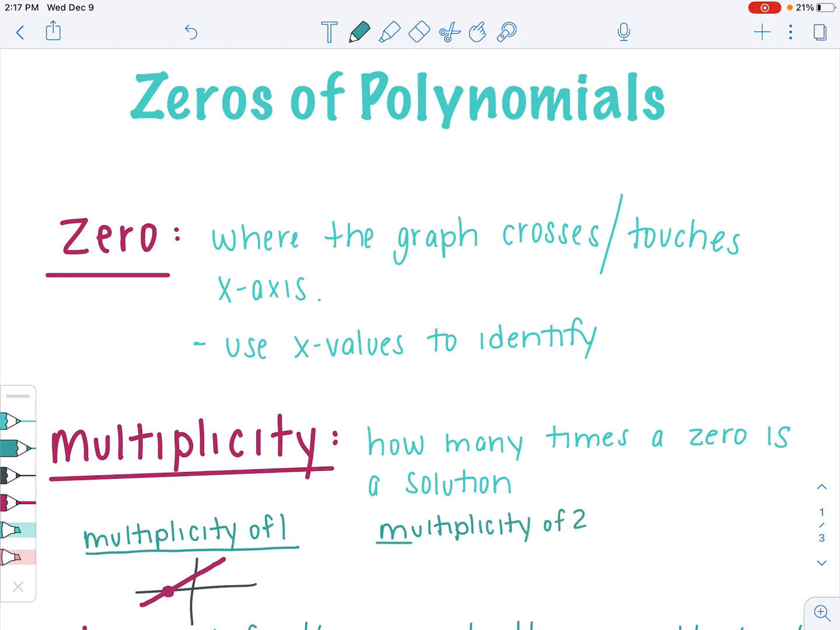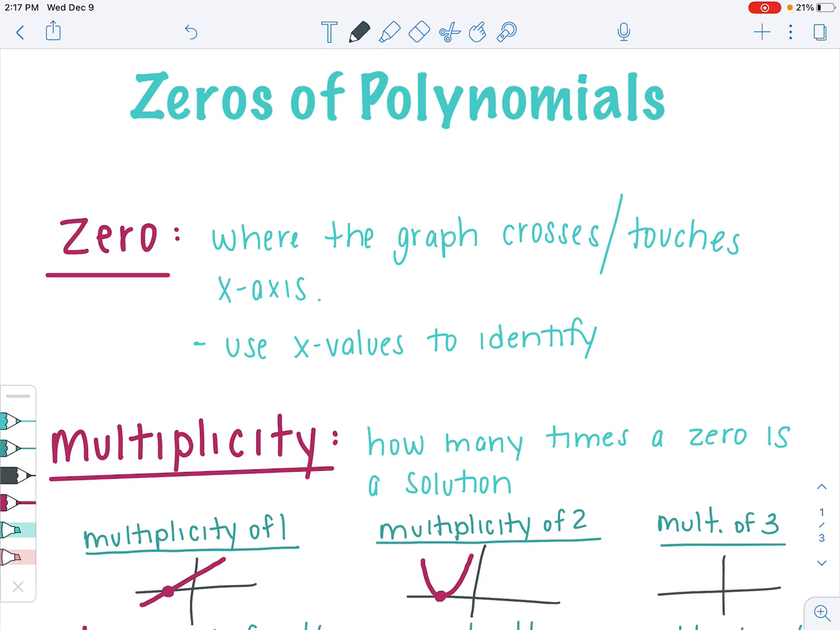A multiplicity of 2 is when my zero bounces off of the x-axis, so it's something that looks like this. And a multiplicity of 3 is when our zero crosses through the x-axis, but as it does, it flattens out and then keeps going. So it looks like that. It's not just going to pass straight through. It kind of hits the x-axis, flattens out, and then continues on through the x-axis.